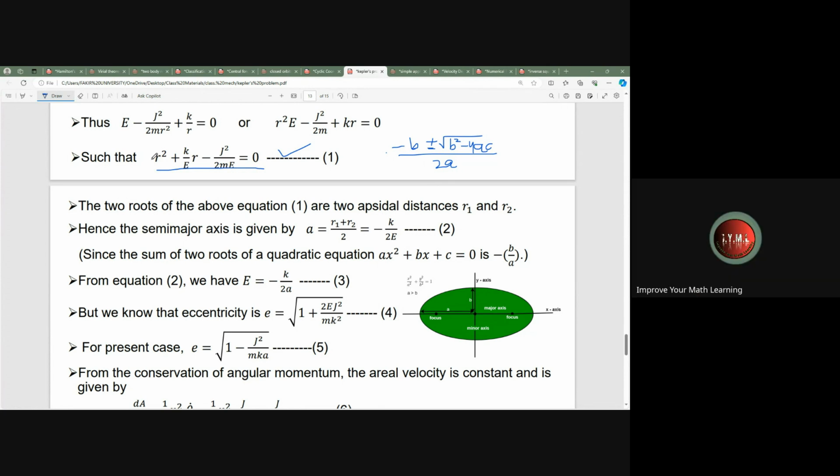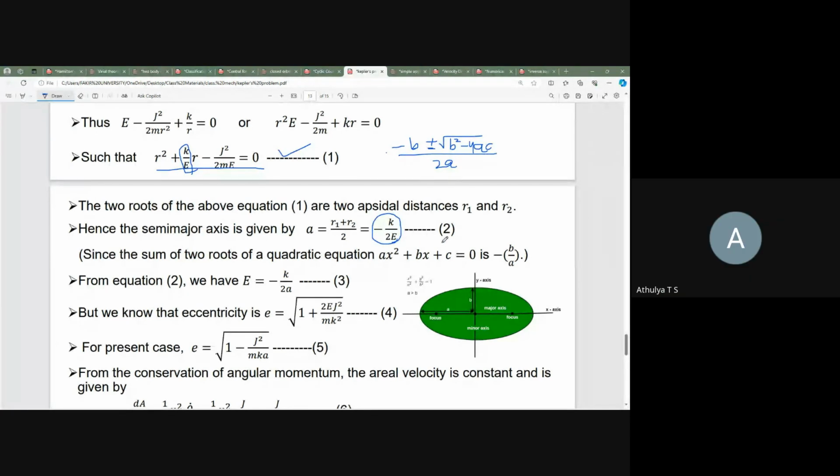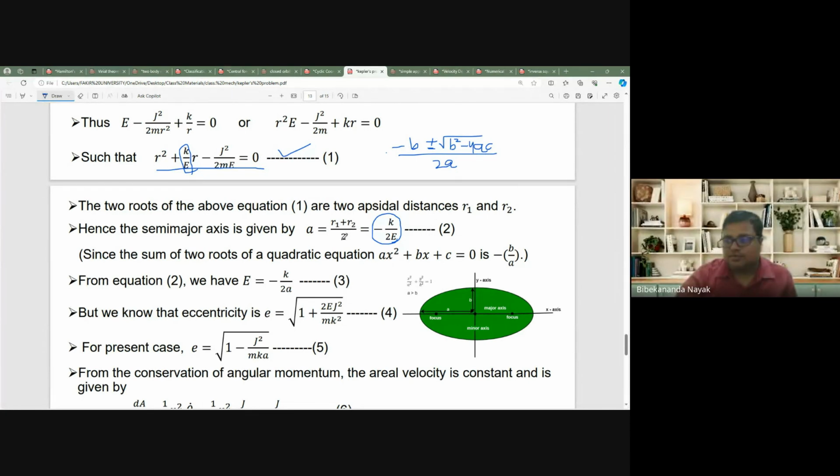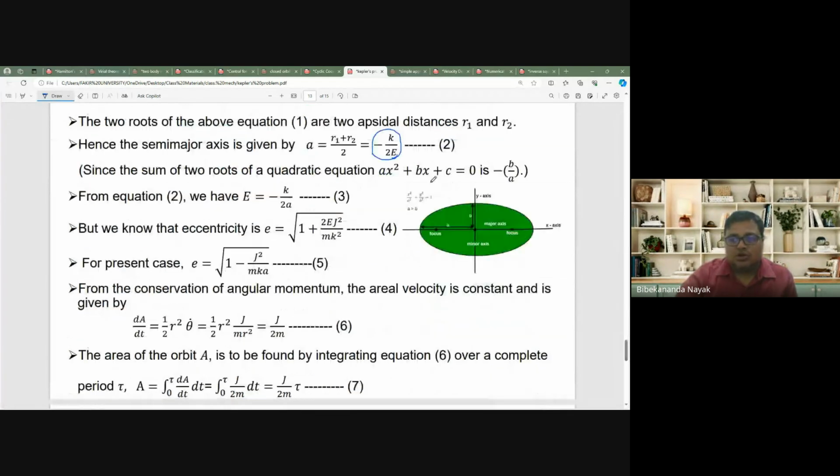This is the coefficient of 1 by r. So b is k by E, and a is 1. So minus b by a is equal to minus k by E, because the (r1 plus r2) by 2, the half, comes from that.